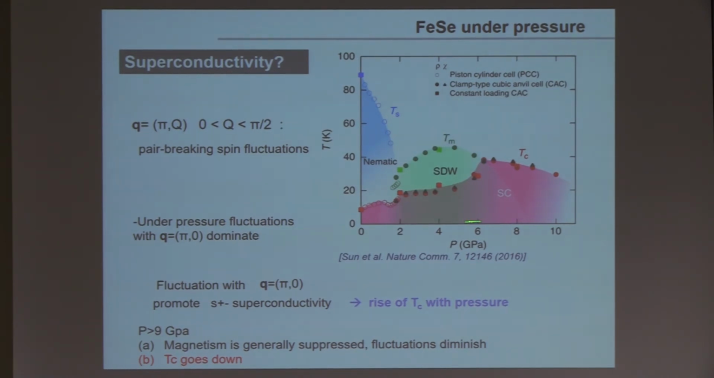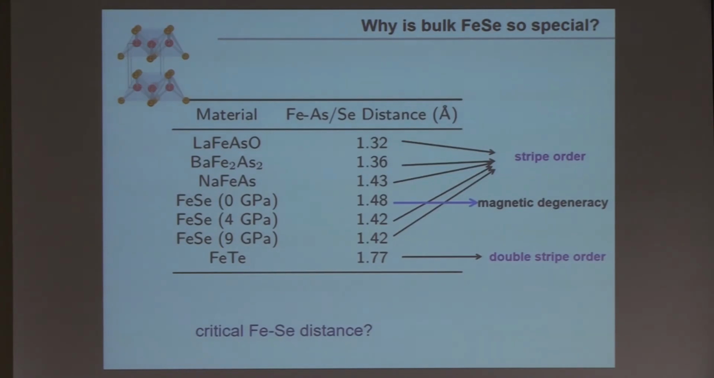But as soon as you apply pressure, the Q vector that wins is the (pi, 0), and this is the one that promotes S plus minus superconductivity, and that's why one could try to understand this rise of Tc. So I'm just telling you that this material is very special because of this appearance of magnetic frustration. And the question is, why is this system so special?